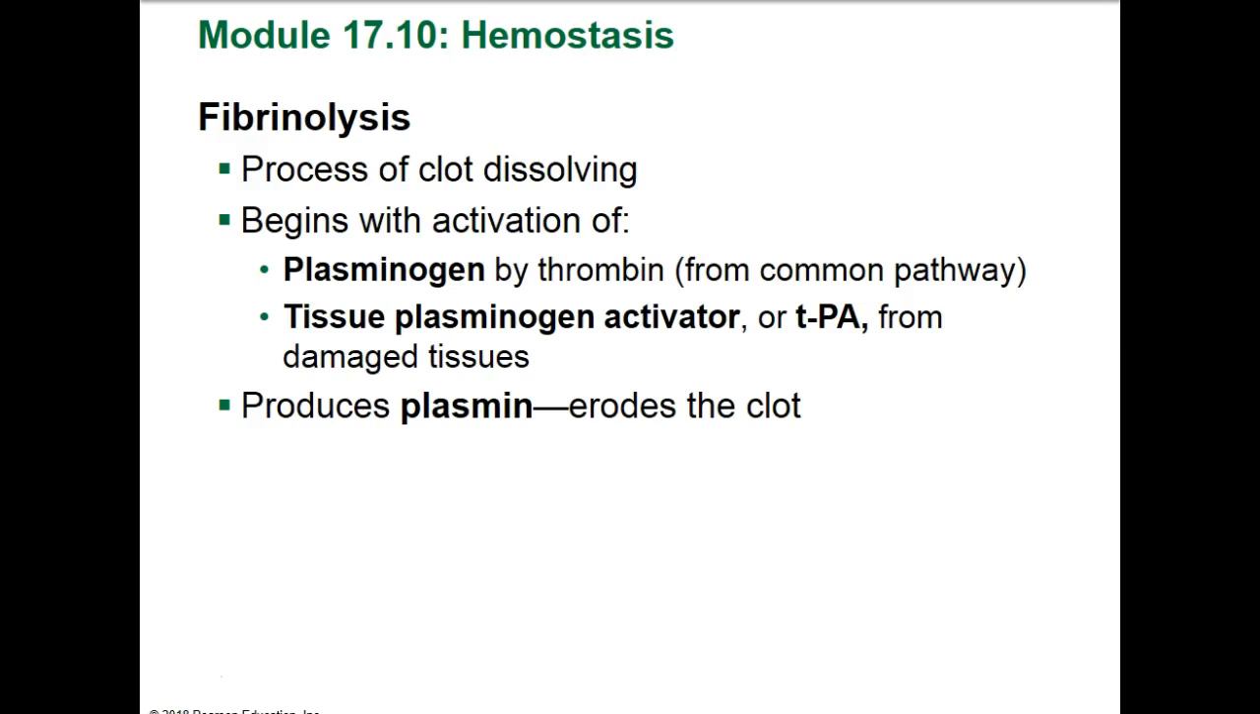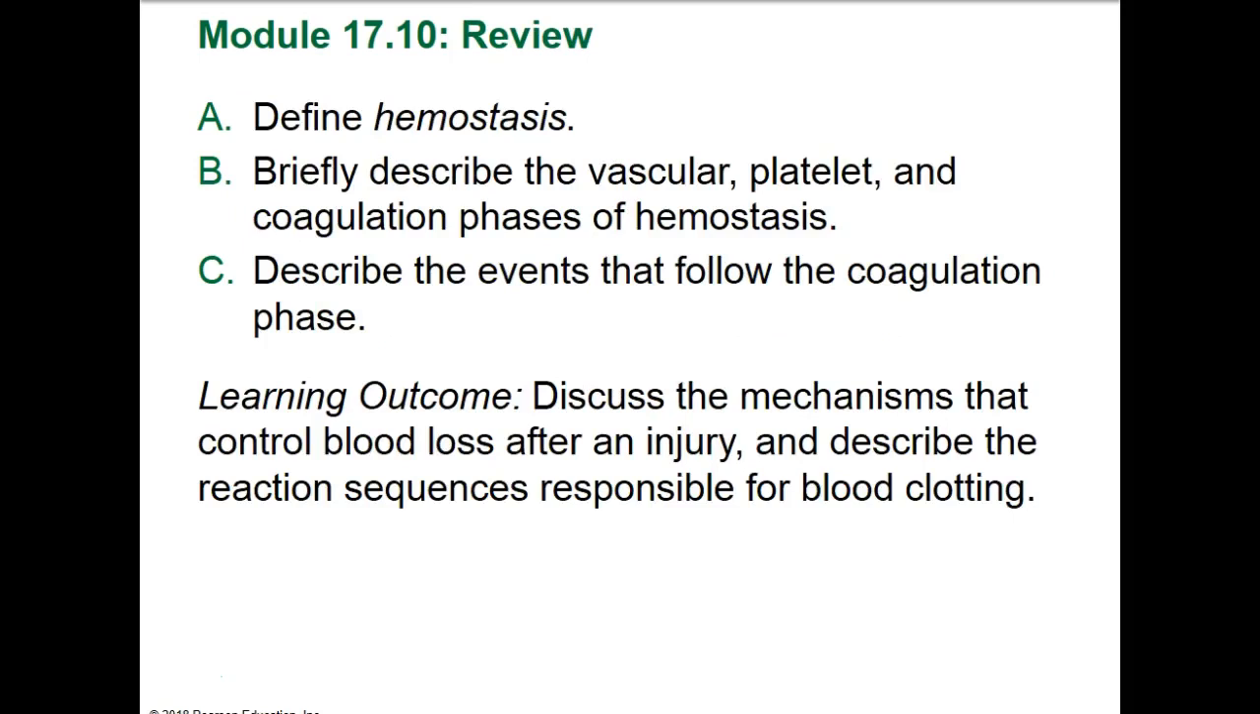Now eventually, and you don't want clots to last forever, you have fibrinolysis. So that's the clot dissolving. And it begins with an activation of plasminogen by thrombin. The tissue plasminogen activator, also called TPA, comes from the damaged tissues. It produces plasmin, which erodes the clot.